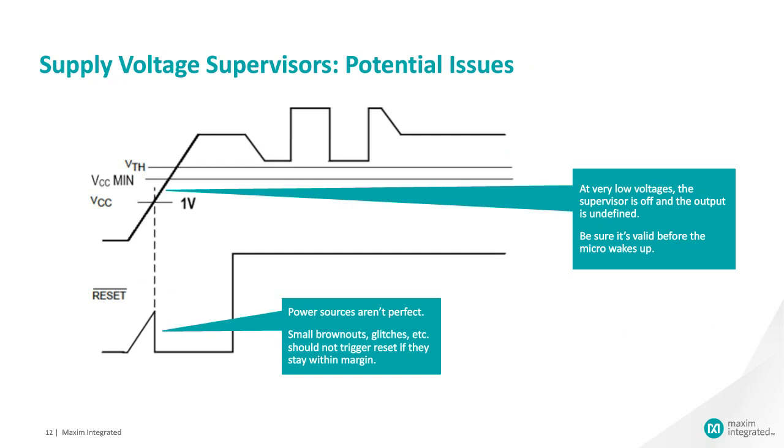Supply voltage supervisors have potential issues. At very low voltage levels, the supervisor is not working, and the reset output is in an undefined state. So you need to be sure the supervisor is valid before the micro wakes up. This is a common issue for the supervisors on the market. And Maxim has a native technology to solve this issue. Stay tuned and you will know the product very soon. Maxim will release this product in about one year.